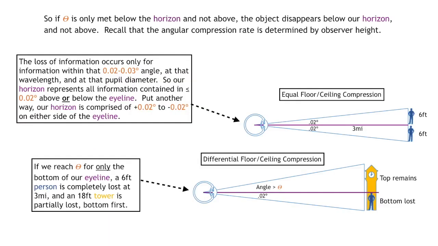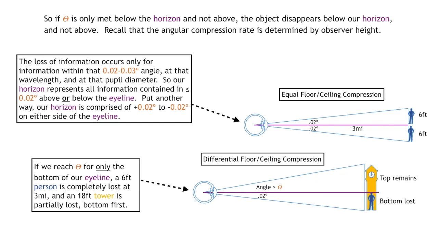So if theta is only met below the horizon and not above, the object disappears below our horizon and not above. Keep that in mind. Recall that the angular compression rate is determined by observer height. So if the compression is met next to a wall, then objects along that wall will disappear as the object gets further away. So here we have our equal floor and ceiling compression rate.